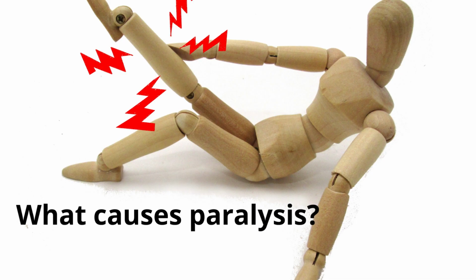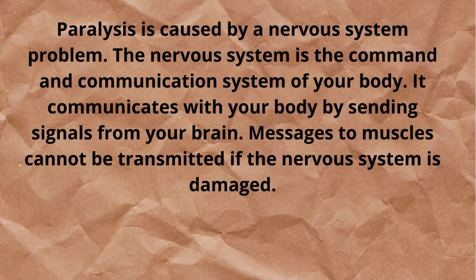What causes paralysis? Paralysis is caused by a nervous system problem. The nervous system is the command and communication system of your body. It communicates with your body by sending signals from your brain. Messages to muscles cannot be transmitted if the nervous system is damaged.